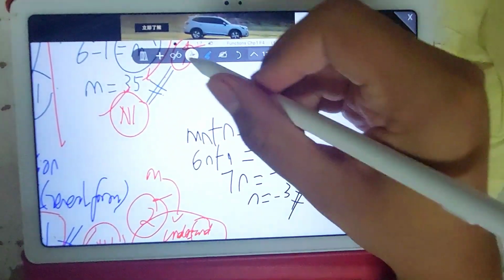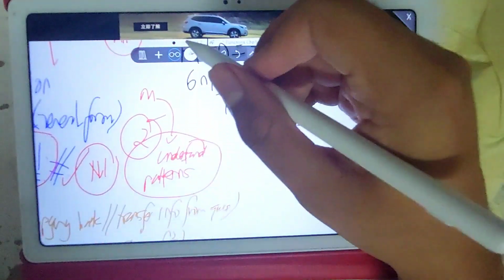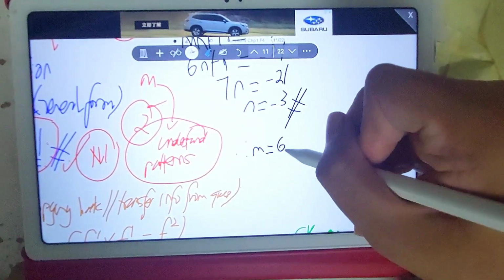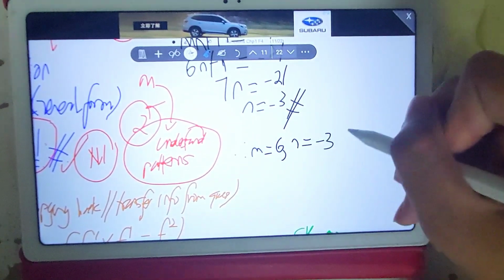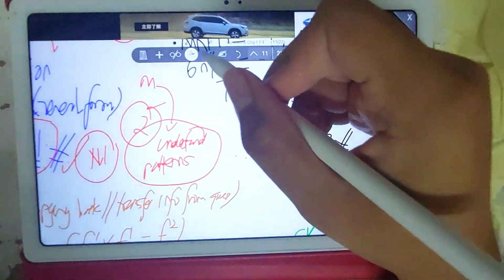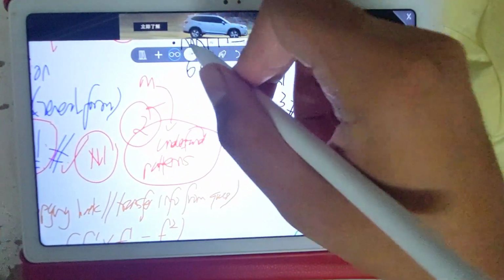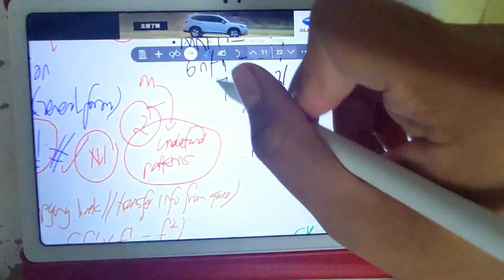So you can write a conclusion at the bottom if you want. Therefore, m is 6, n is negative 3. So yeah, this is how you solve it. So where are the marks again?